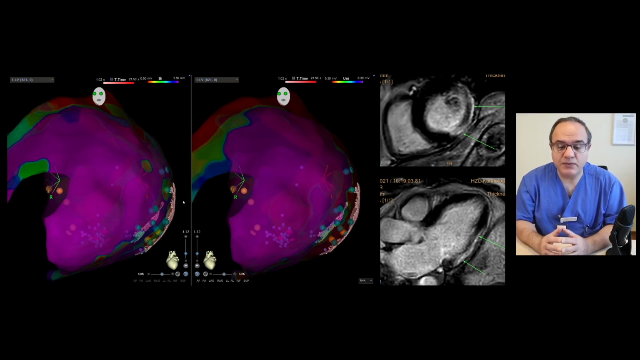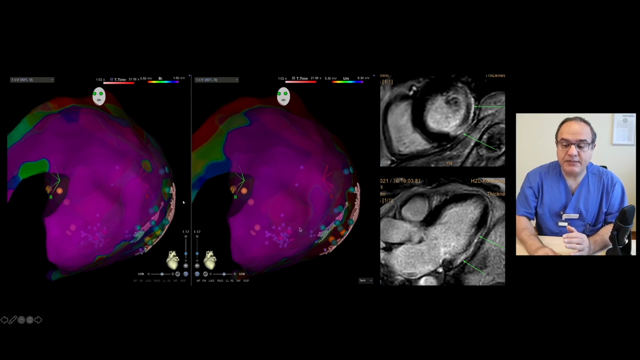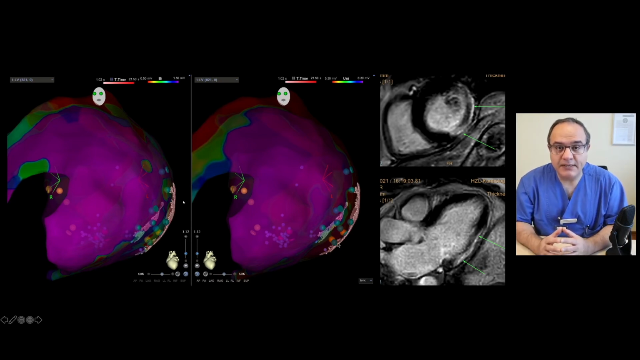On the left side we see the CARTO map's bipolar and unipolar voltage map showing the same scar area in the same location, and as you can see here on the epicardial side we have the late potentials. On the endocardial side we had the best pace map, and after ablation on the epicardial side we rendered the VT non-inducible.